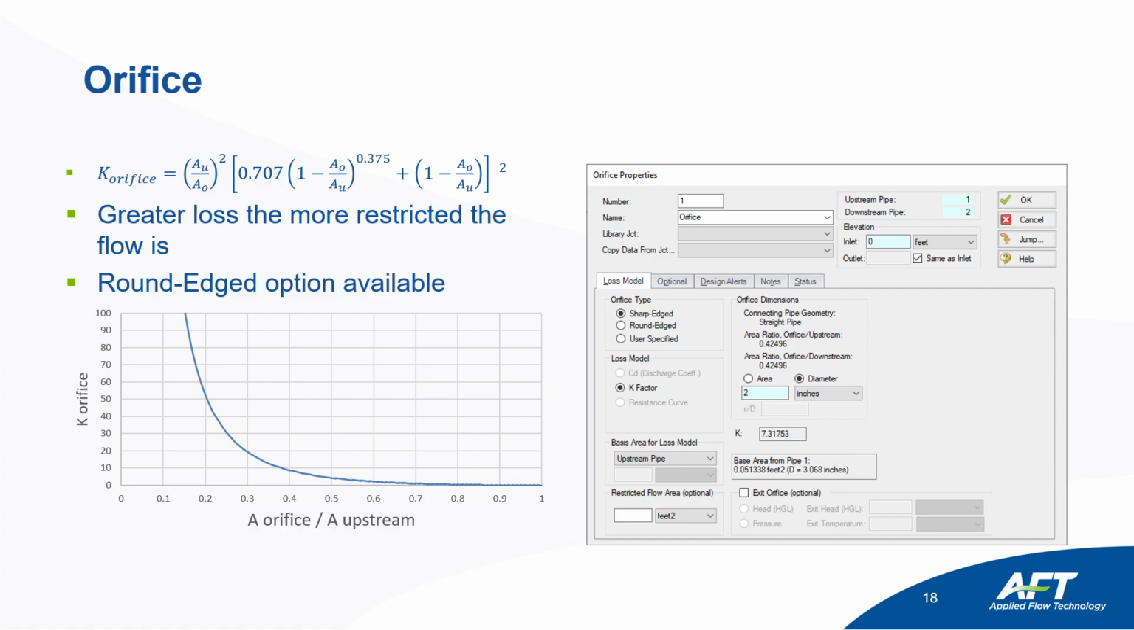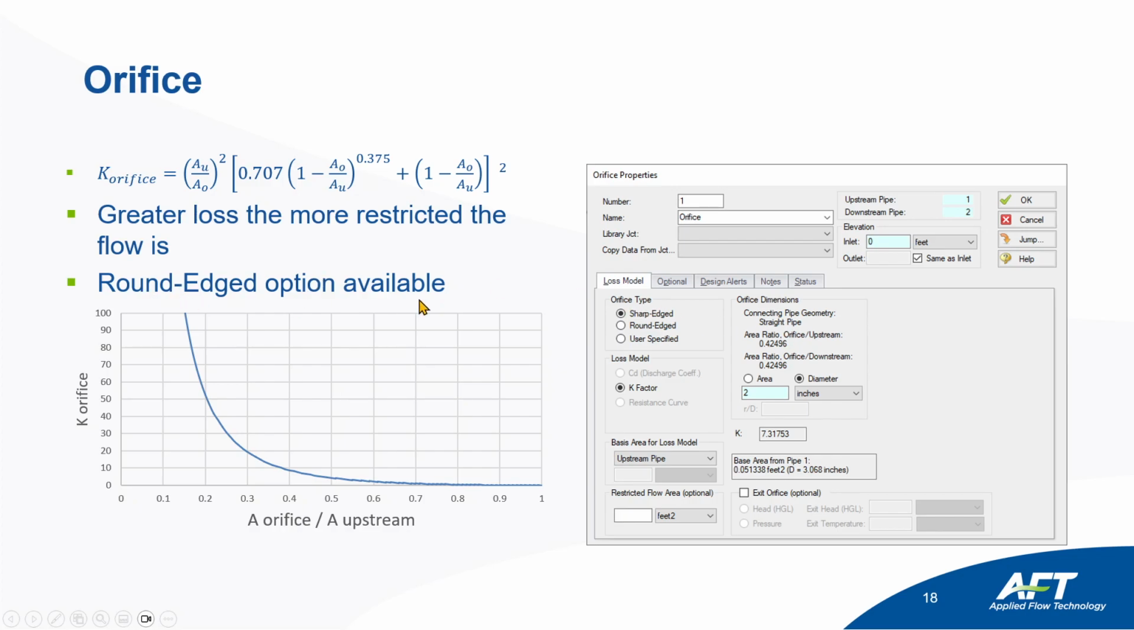Orifices. These are kind of funny, kind of interesting little junctions. We also get this out of hydraulic resistance data. Comes up with these kind of fun equations that look really long. For simplicity's sake, though, it can be thought of as greater loss the more restricted the flow is. If we look at this kind of graph here, as the area becomes more constricted, the loss will become greater.